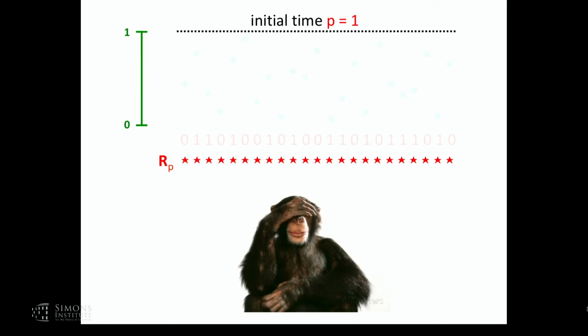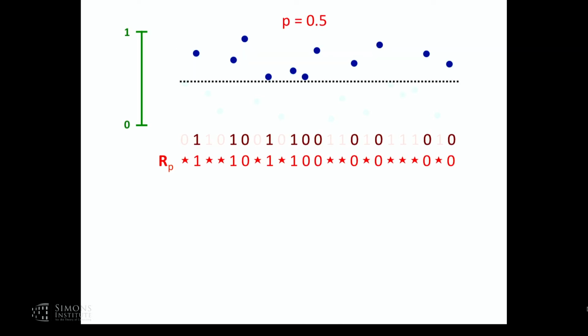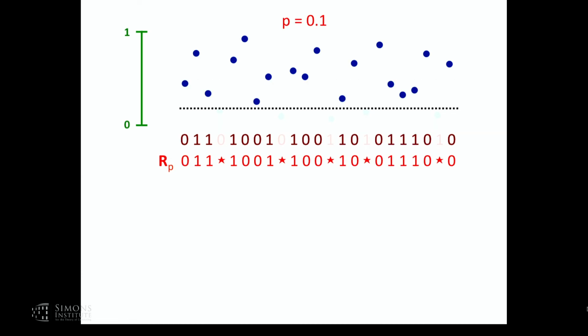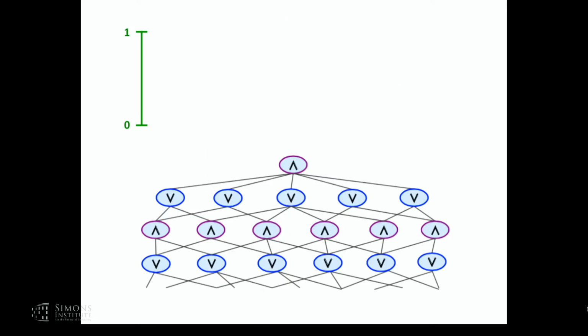Now, at time 1, so at the start of time, our random restriction will be all stars. So we only reveal the values of variables which are above this line here. As p decreases, eventually we reveal the first variable, and then another variable. At time p equals 1/2, roughly half the variables will be revealed, and so on. And eventually at p equals 0, we've revealed all of our restrictions, fixing every single bit.